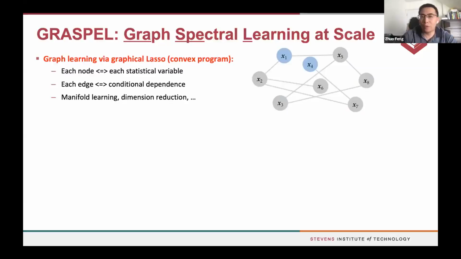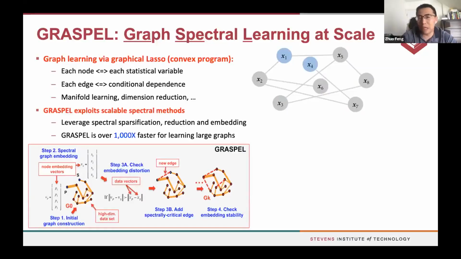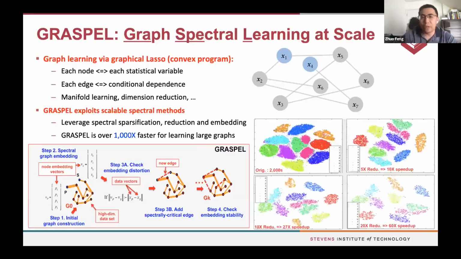However, the traditional convex program can cost a lot. For example, solving a multi-thousand-node problem may take many thousand seconds. So in our recent work, we leverage our recent breakthrough in spectral graph theory to develop a highly scalable spectral method for solving such graphical lasso problems, which allows 1,000 times faster speed for learning really large-scale problems. The learned graphs will be further leveraged for dimensionality reduction, data visualization applications, as well as applications in neural network training problems.